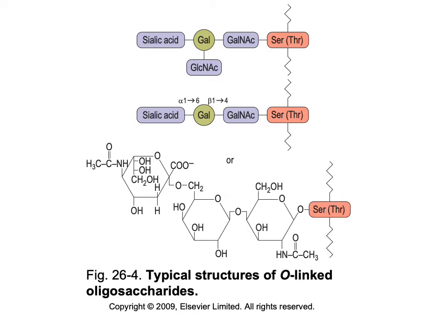Now, the typical structure for an O-linked oligosaccharide is the attachment of N-acetylgalactosamine followed by a galactose and then a sialic acid. And that's shown here in both the schematic as well as the structure.